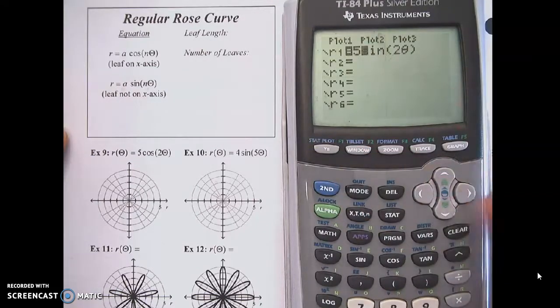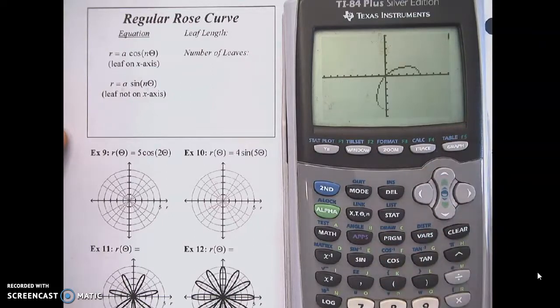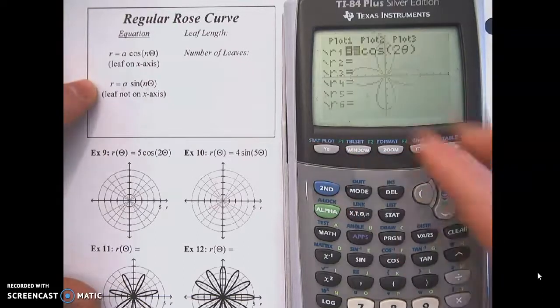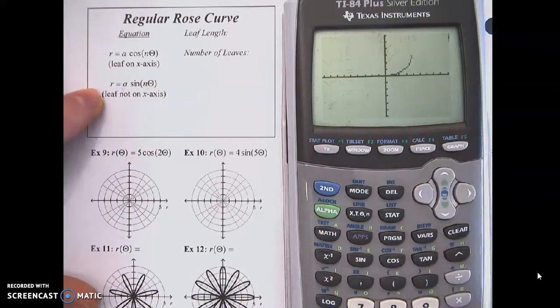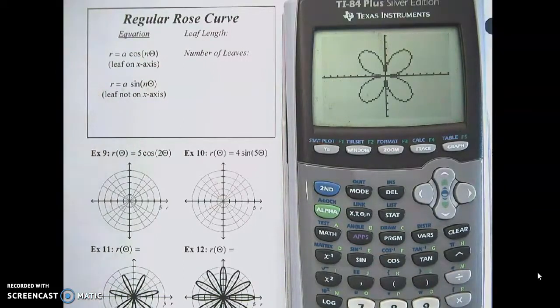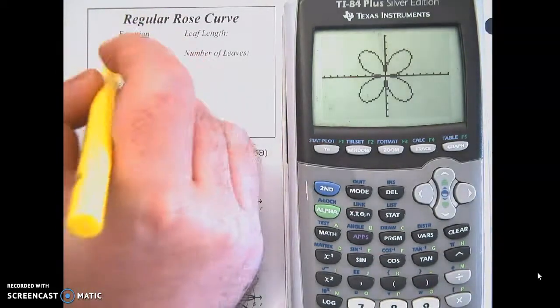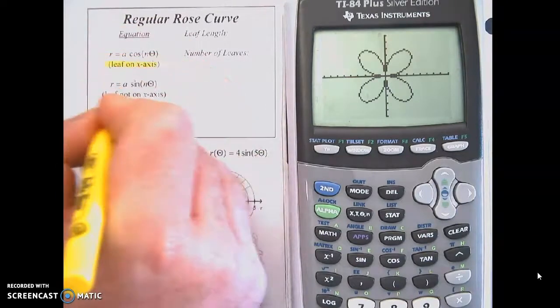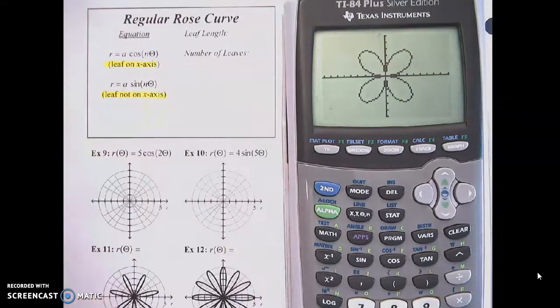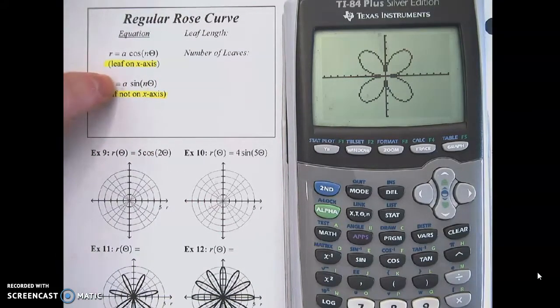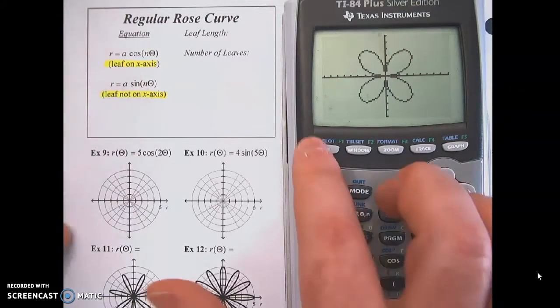When it's cosine, the first leaf will always graph on the x-axis. When it's sine, I don't have a great way to say this, it's not going to be on the x-axis. My second, if it's a cosine, if it's a sine, it will not be on the y-axis. So our equation is based on 2 things that change besides sine and cosine: the a and the n value. So let's take a look right now.